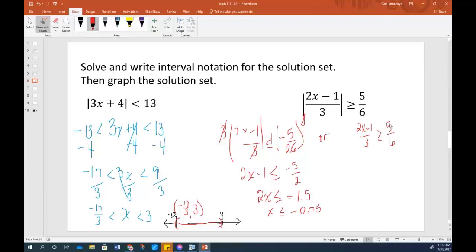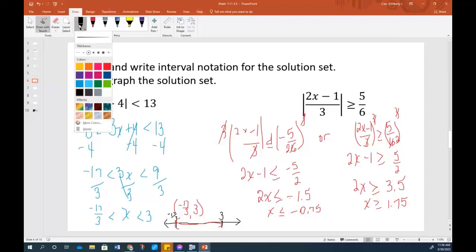Working on this other one, doing the same sort of thing at the beginning, I've got to multiply both sides by 3. So I get 2x minus 1 is greater than or equal to, but now when I reduce it, this is a positive 5 over 2. So when I add 1 here, this is 3.5. And then if I divide both of them by 2, I get x is greater than or equal to 1.75.